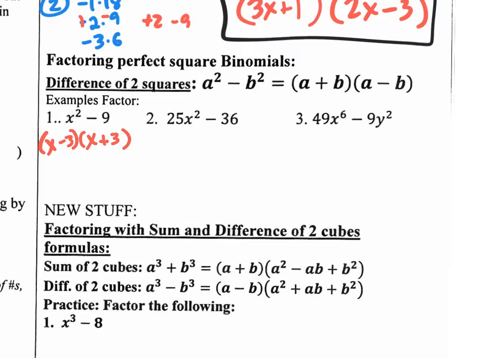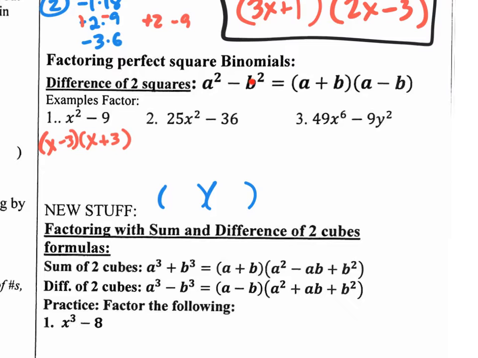So on the second one, I could also do the same thing. I could jump right into my answer, square root 25x squared, square root 36, and I will get 5x plus 6, 5x minus 6, right? But I want to take a moment and apply this difference of two squares formula, okay? So how could I apply this formula? Well, you need to identify A and B, okay?